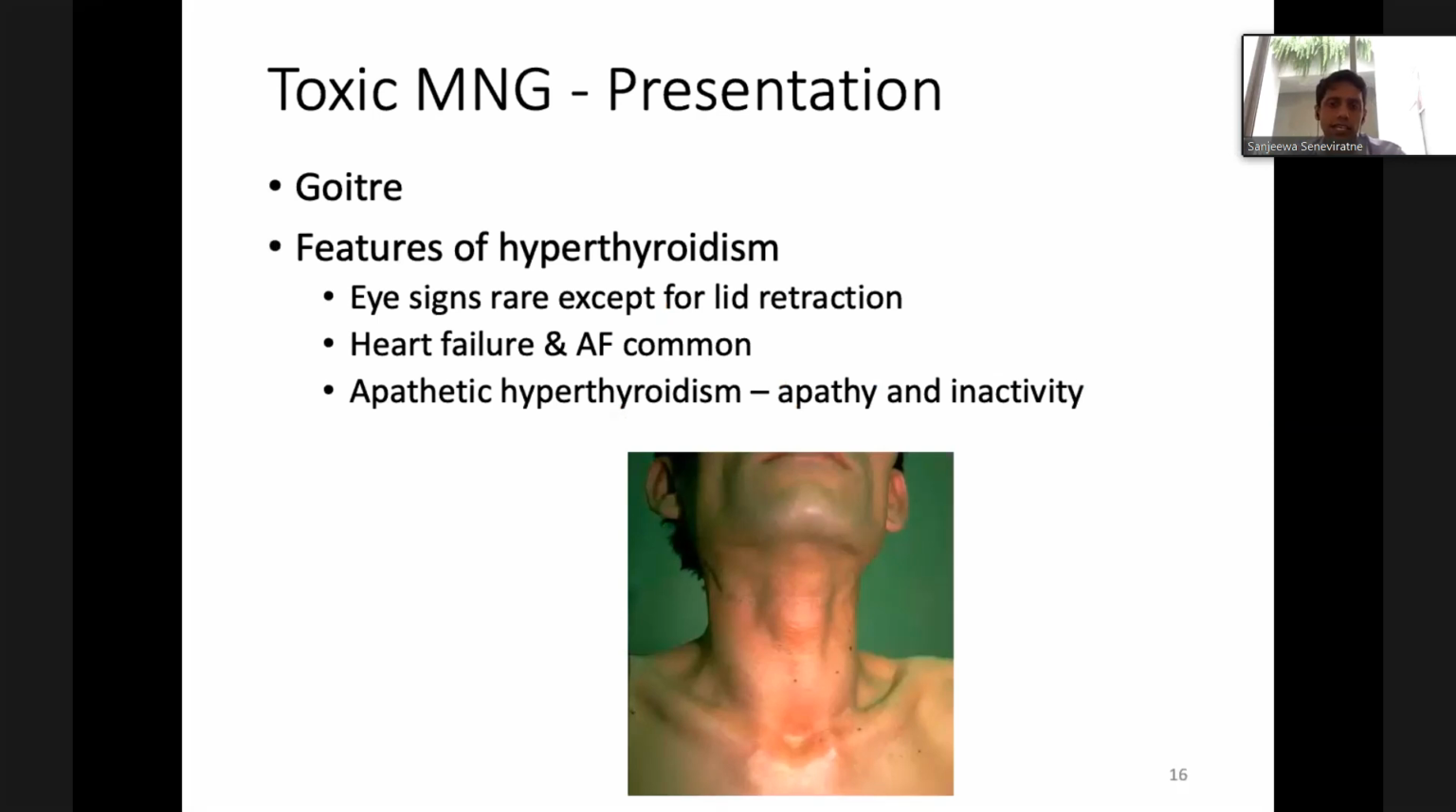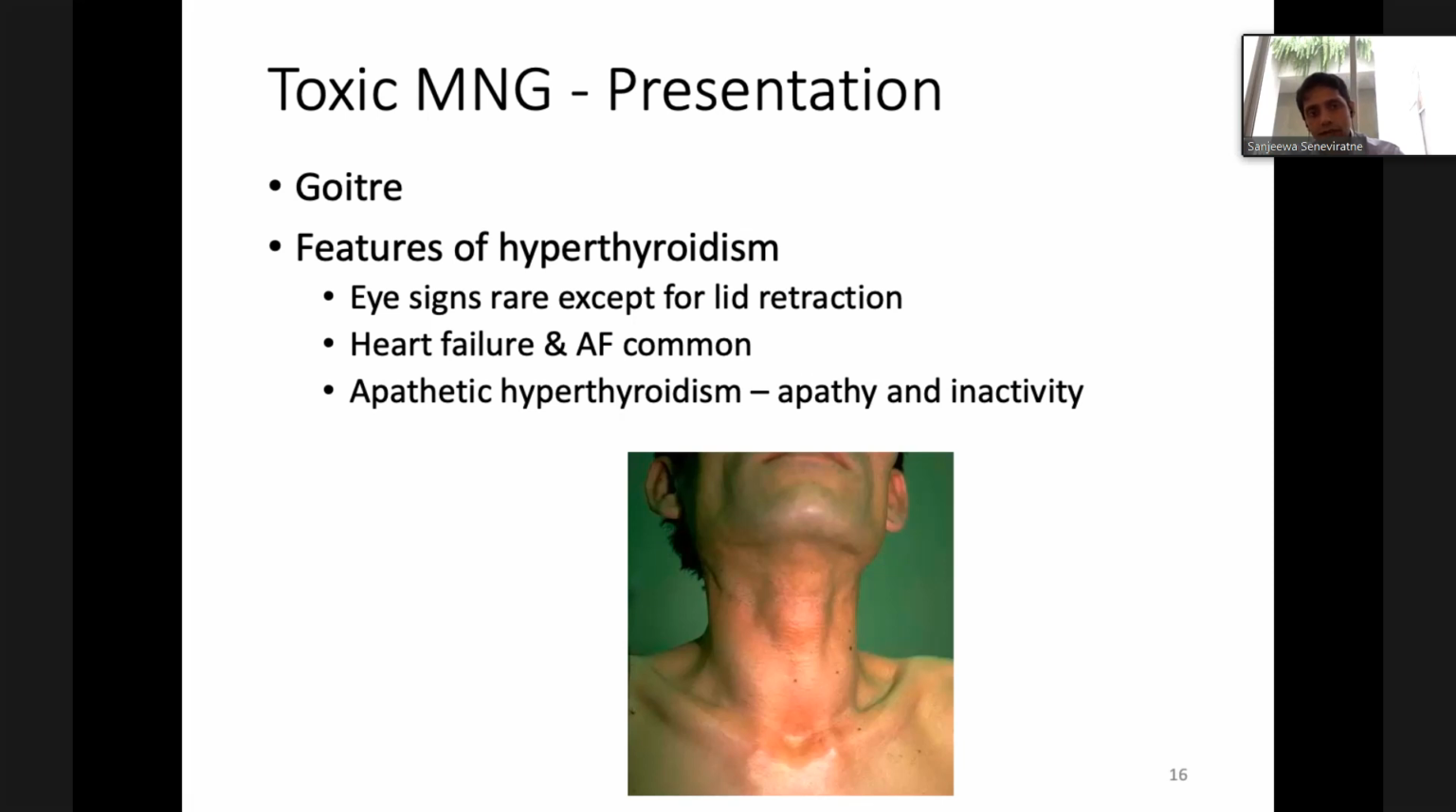Presentation is slightly different. The typical age group is slightly older than the young females who present with Graves' disease. Here, it's a middle-aged man or a woman, again common in females, who present with the goiter and features of hyperthyroidism, but it's a little different from Graves' disease. Eye signs are, of course, not there, other than lid lag and lid retraction due to excessive sympathetic activation of levator palpebrae superioris muscle. They are more likely to have cardiac problems because this is an older group of people. They tend to present more with atrial fibrillation and features of cardiac failure.